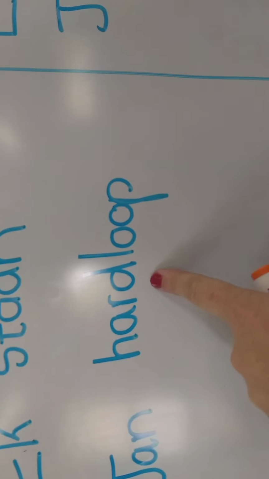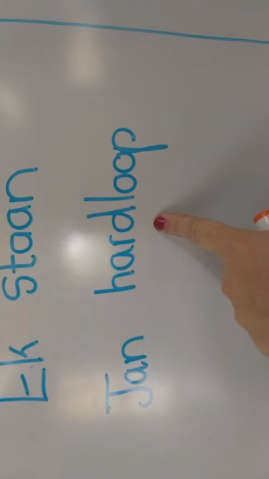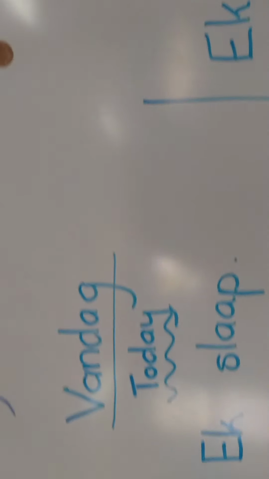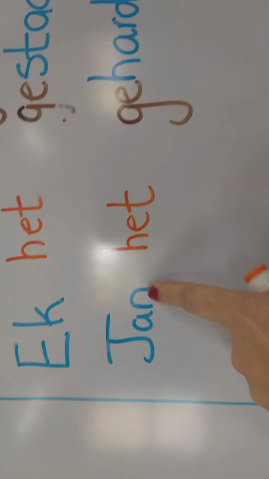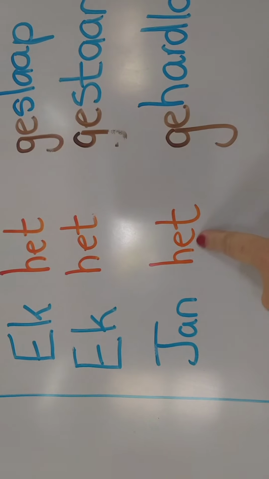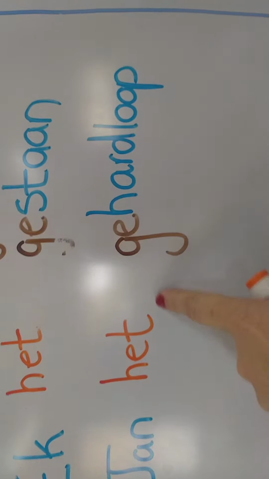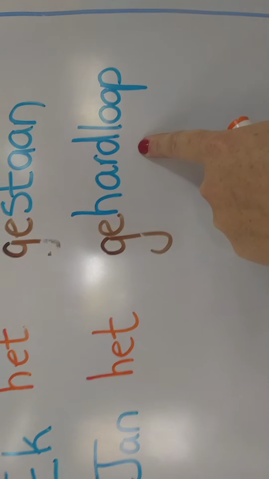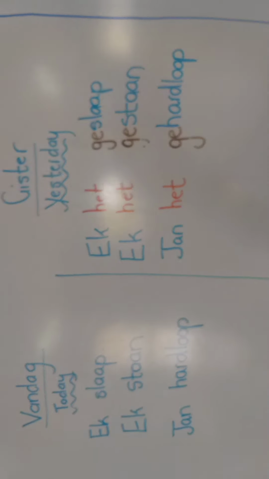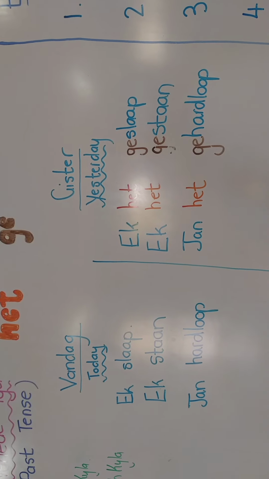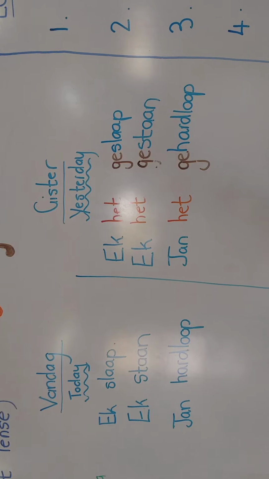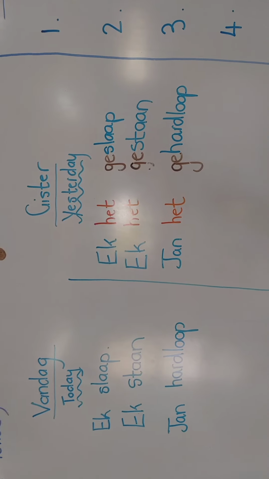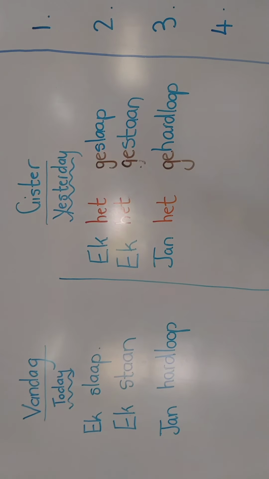Let's try one more example. Jan hardloop. We're going to change this vandag sentence into a gister sentence. So you're going to say Jan, and we're going to add our het. Jan het gehardloop. All right, so let's see how you do in your vandag and your gister sentences in your Geniet Dit book. And I will post the answers for you, and you can see how you have done.